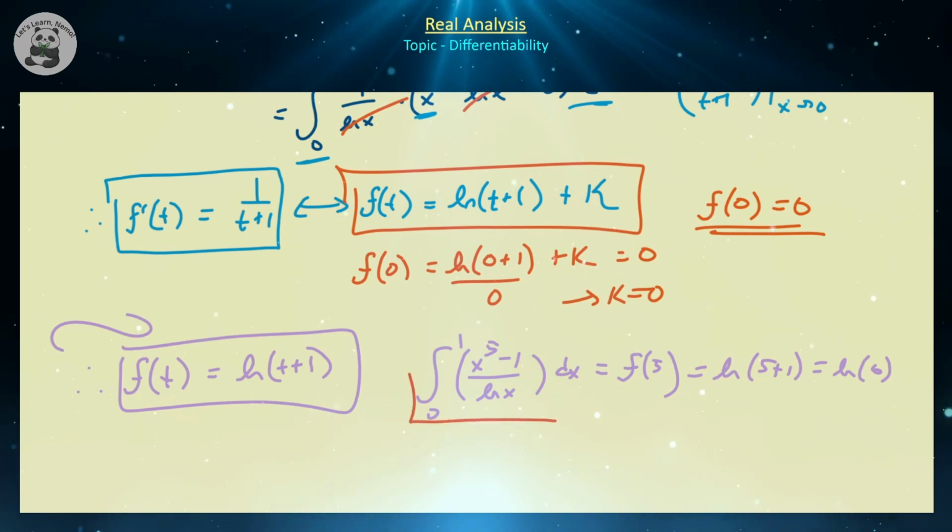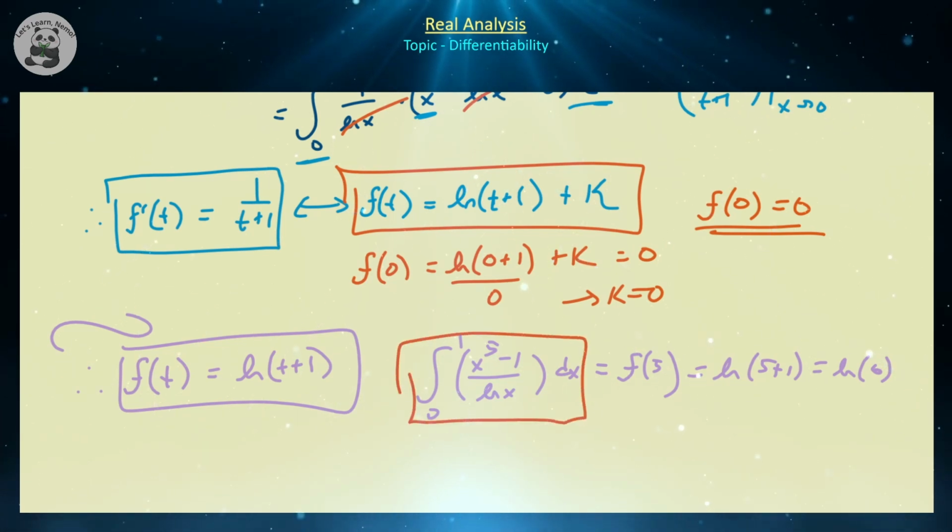That means the integral from 0 to 1 of x to the 5 minus 1 over the natural log of x is just the natural log of 6. And this method is actually very famous, and is sometimes called Feynman's method for integration. So these are just some of the basics associated to differentiability and its connection to the other realms of mathematics, including but not limited to integration, differential equations, limits, and optimization.